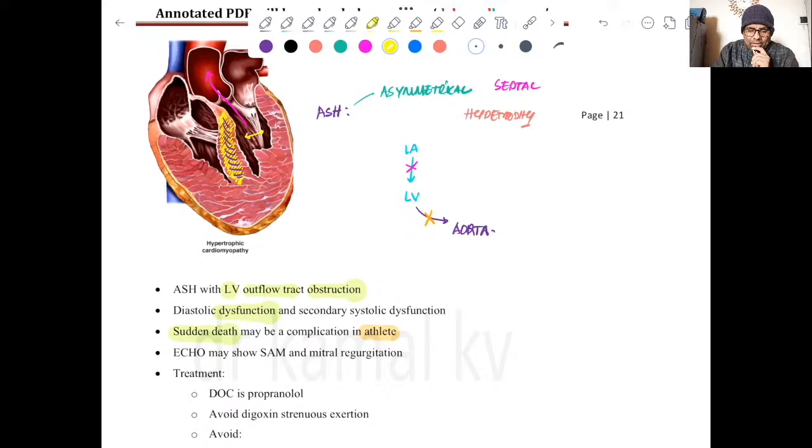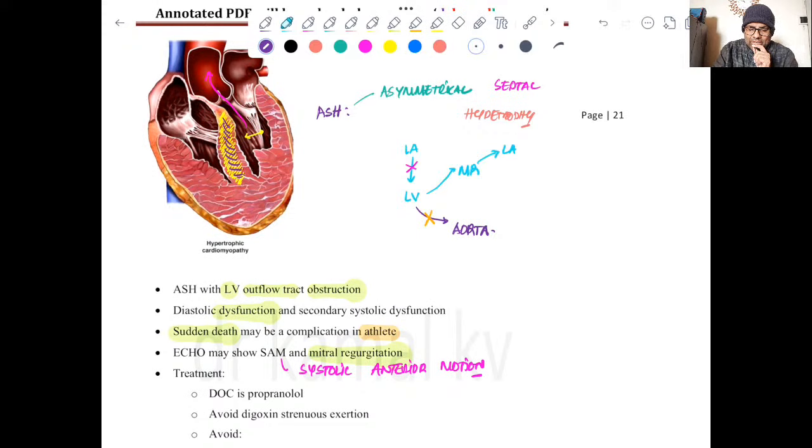Clear? So this is ASH, and when we do echocardiography, we will see that because of this disturbed anatomy, the mitral valve will not be able to function properly, right? So there is systolic anterior motion of the mitral valve leaflet, and since it is not able to close properly during left ventricular systole, the blood will move back into the cavity of the left atrium, right? So this is also one problem here. So this is MR into the left atrium, clear?